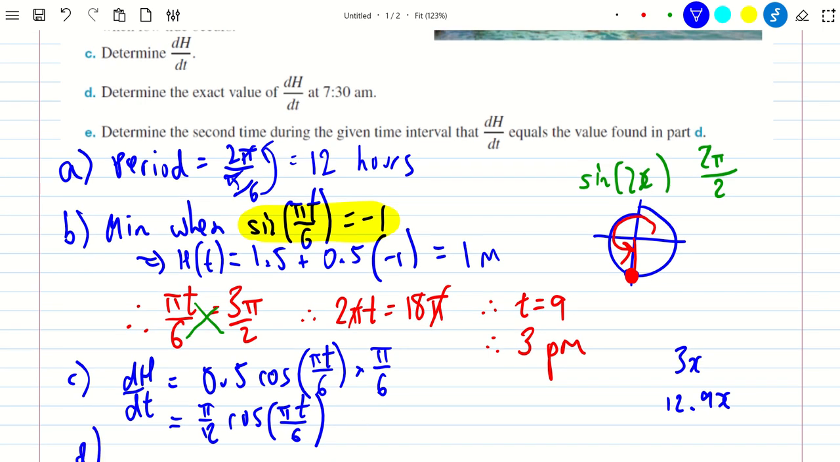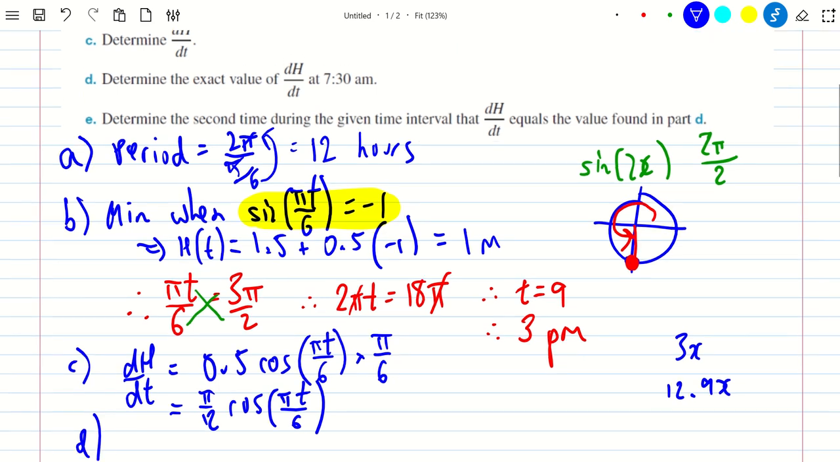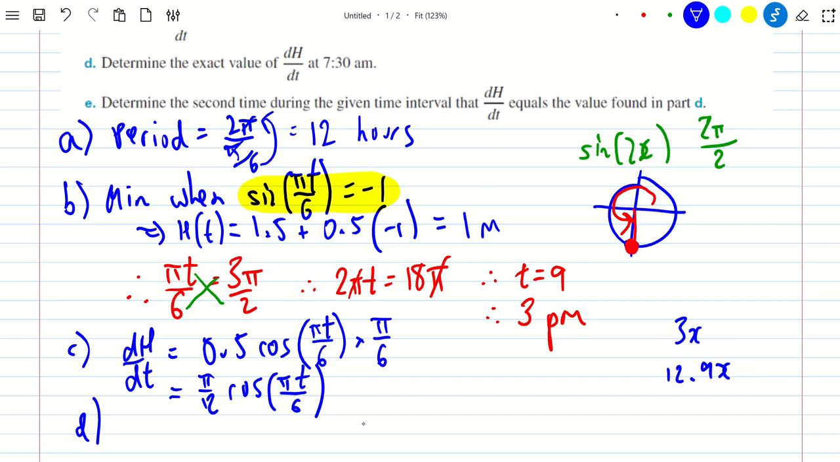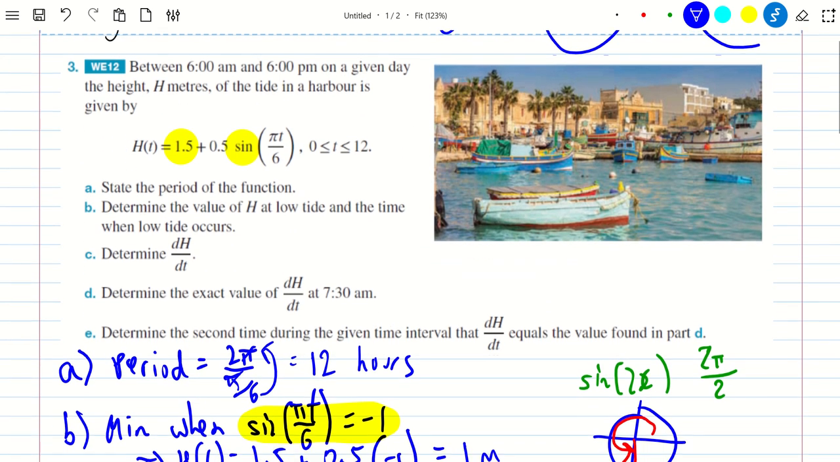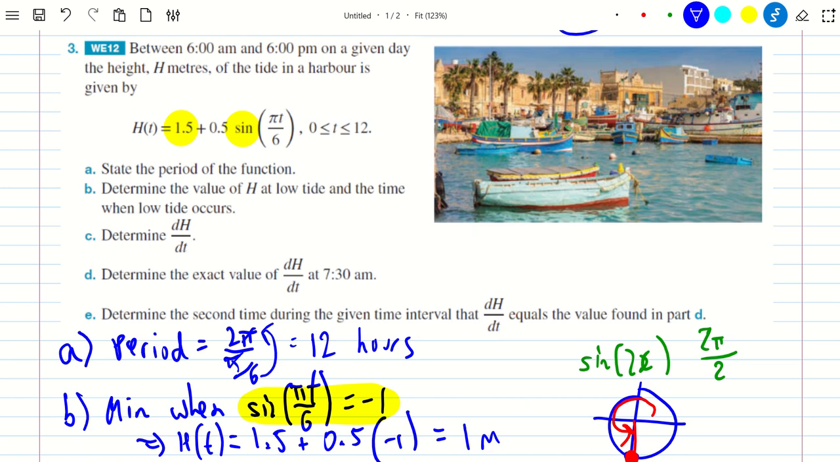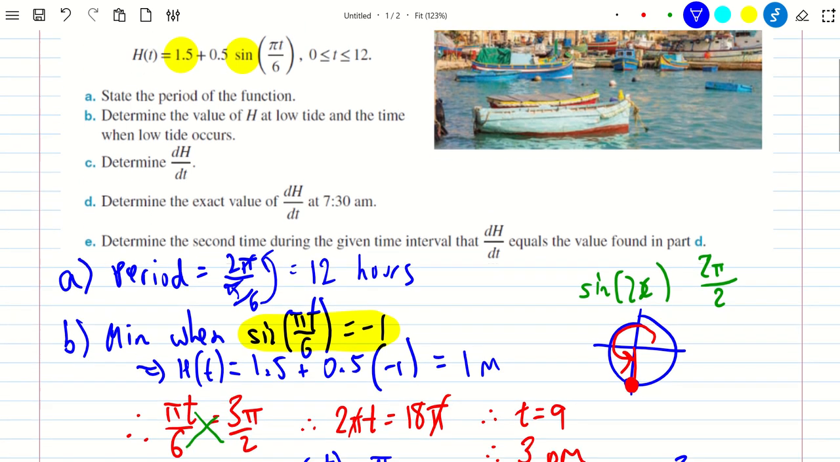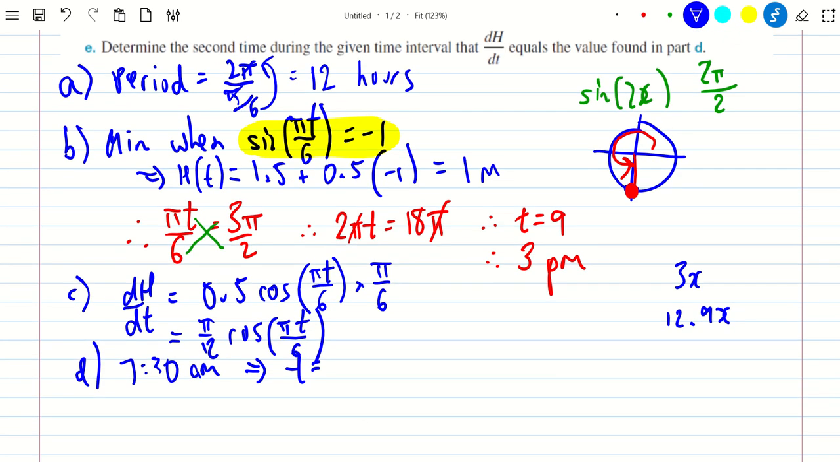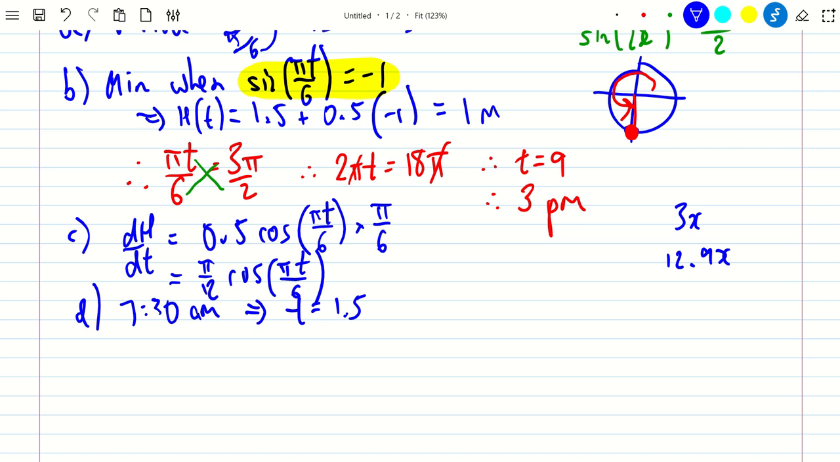Let's do part D. Determine the exact value of the derivative at 7:30 a.m. So let's think about this. 7:30 a.m., what t value does that relate to? Well, it starts at 6 o'clock. Again, it didn't really define it very well. It starts at 6 o'clock, so that's when time is equal to 0. So 7:30 was t is equal to 1.5 hours later. So t is equal to 1.5, and so we need to sub in 1.5.